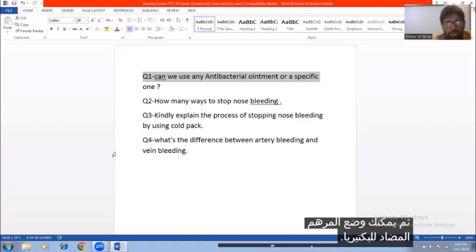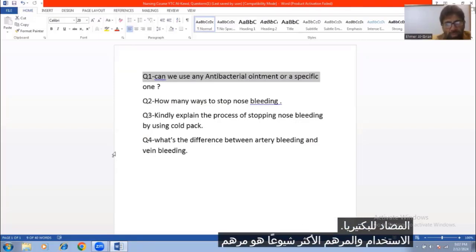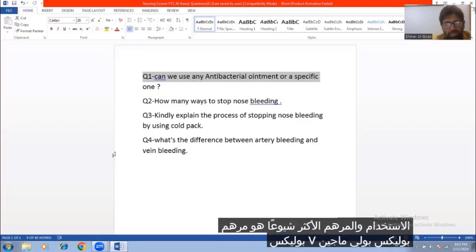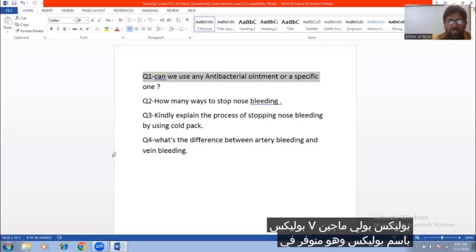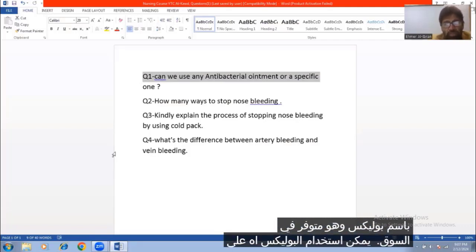The most popularly used ointment is polymyxin B ointment, by the name of Polyfex. It is available in the market. You can use the Polyfex over the wound.